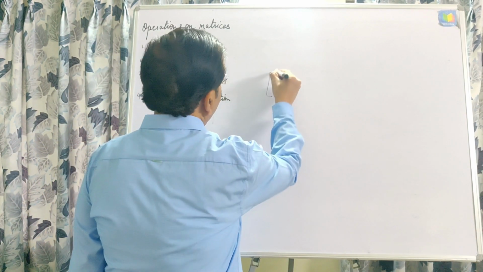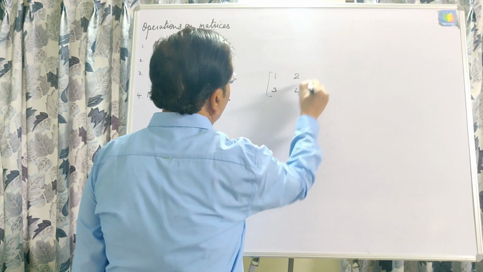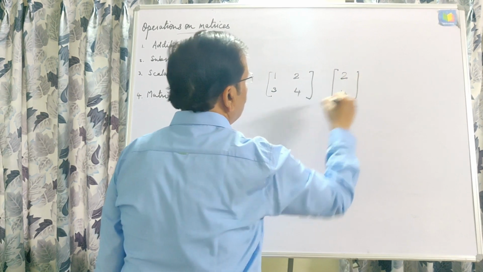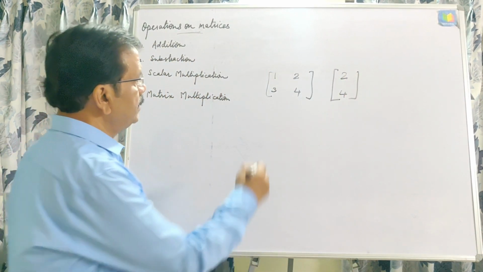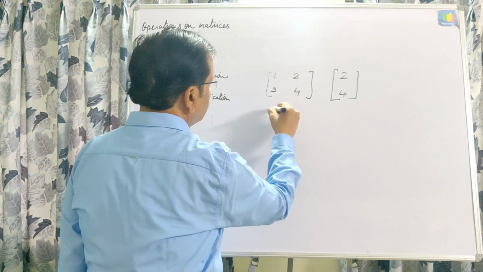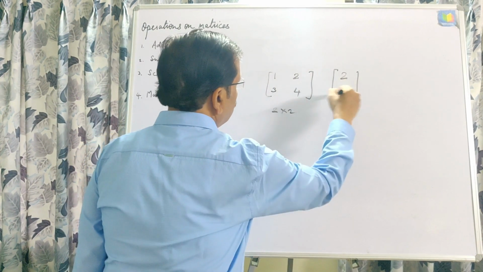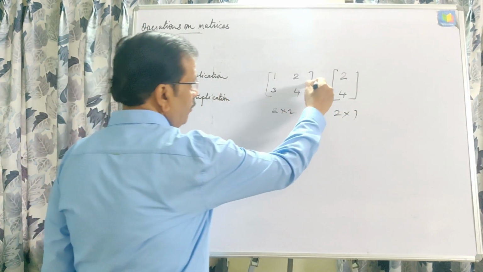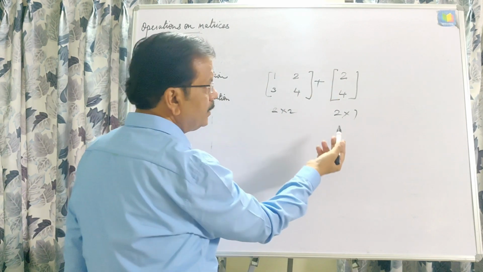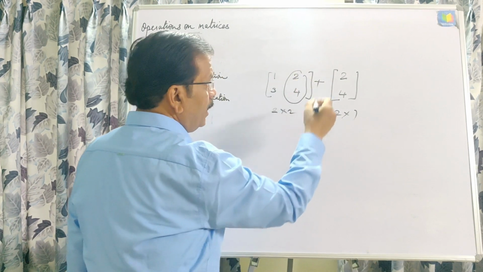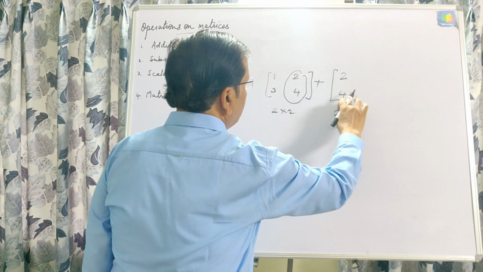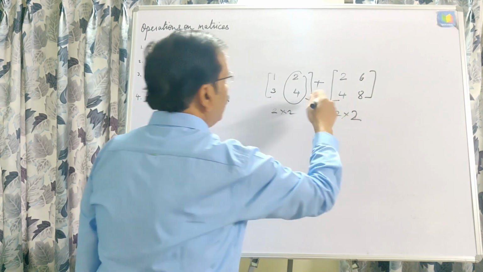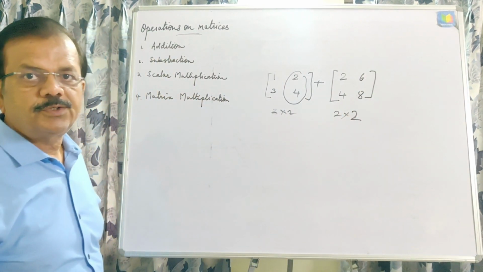Here you can see 1, 2, 3, 4, one matrix, and here 2 and 4. In these two matrices, you can see 2 rows and 2 columns. Order is 2 cross 2. Here 2 rows and 1 column. Order is 2 cross 1. These two matrices cannot be added because the order is not the same. And if in place of this we write 6 and 8, now you can see the order has become the same, that is 2 cross 2.